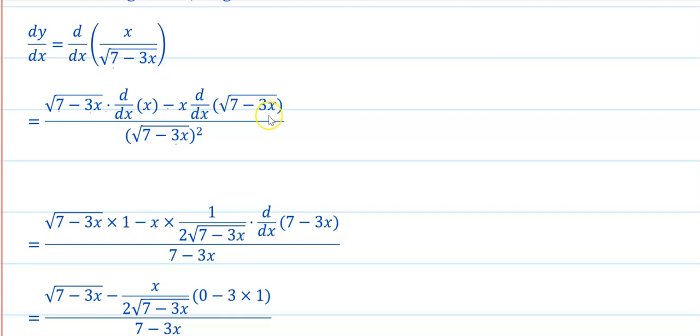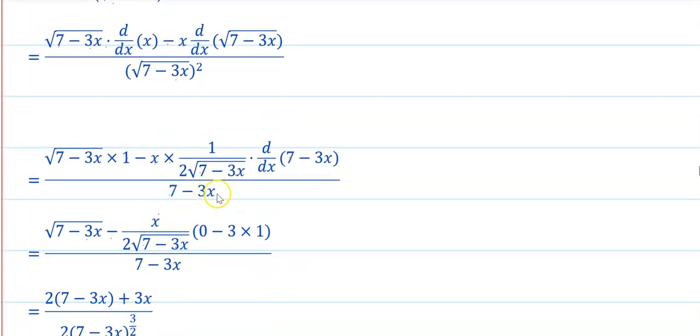What about the derivative of root of 7 minus 3x? Similarly here, 1 upon 2 times root of 7 minus 3x. Again, it is a composite. Therefore, we write here into d/dx of 7 minus 3x. What about the derivative of 7? It is 0, and of 3x, the derivative of x is 1. 3 into 1, which is minus 3. And hence, here root of 7 minus 3x minus x upon 2 root of 7 minus 3x. Derivative of 7 is 0. 3 into 1 is 3. And hence, upon 7 minus 3x as it is.